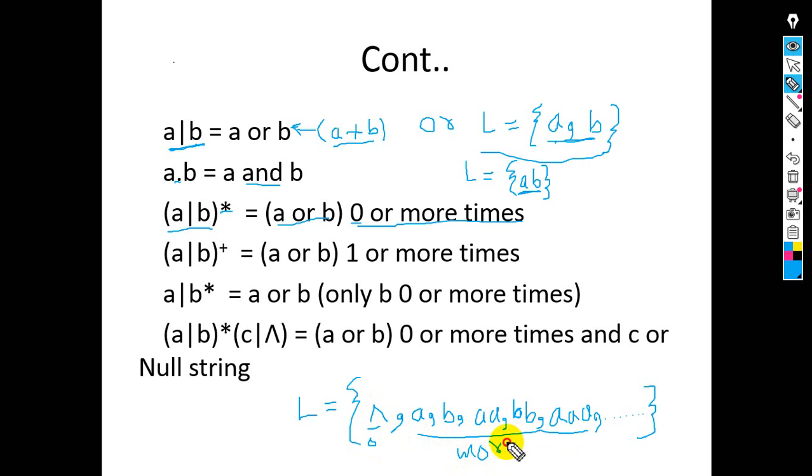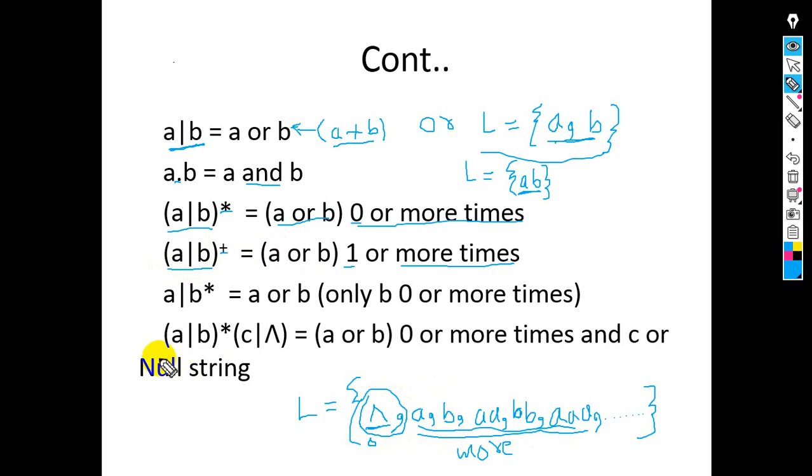Got it? Okay, next, A or B whole, what does it mean? Here we have the Kleene plus closure. We have the plus sign here. What is meant by plus? Plus means one or more. One or more means there is no null string. There will be no null string, and the remaining will be the answer of A or B whole power plus.